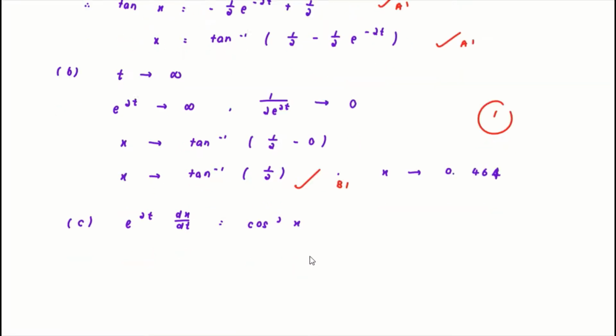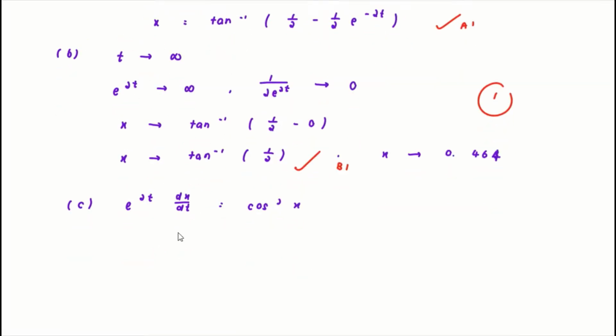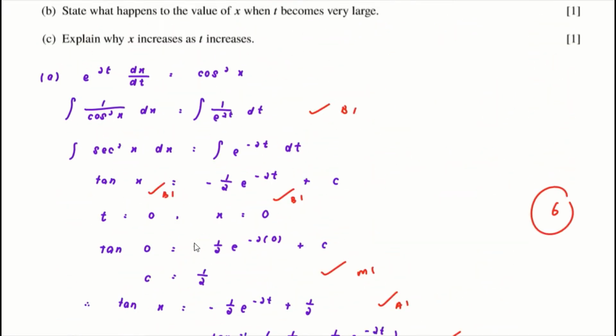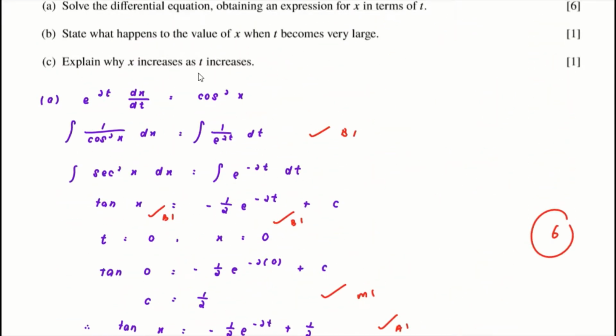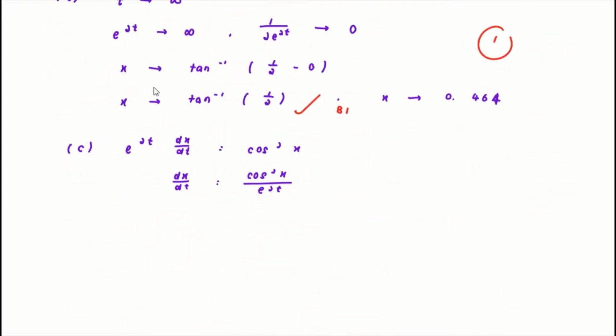Okay, so from here we can try rearranging it. I can always do dx/dt is equal to cos squared x over e to the 2t. So this is the rate of change of x with respect to time. So when t increases, x increases, meaning the gradient is always an increasing gradient. So what you need to prove is that dx/dt is always positive. So how can you do that?